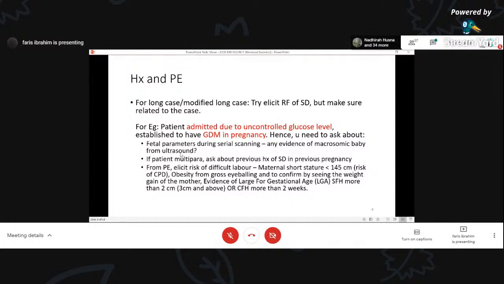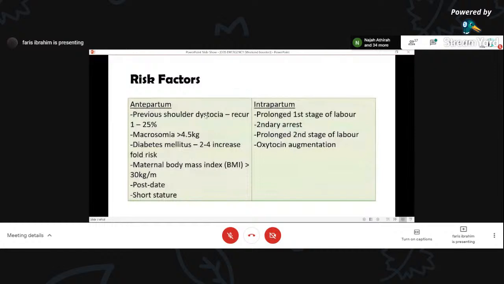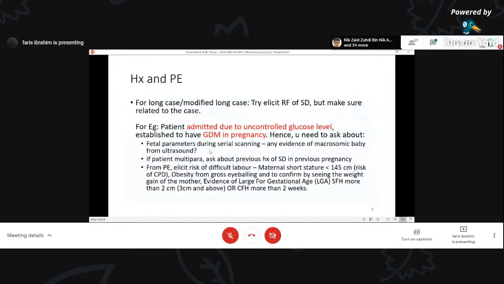If the patient is multiparous, you ask about previous history of shoulder dystocia in a previous pregnancy. Because as we said earlier, previous shoulder dystocia carries about a 1 to 25% risk in the subsequent pregnancy. So you ask about this, and then from the physical examination, you try to elicit the risk of difficult labor based on the risk factors that I've mentioned.